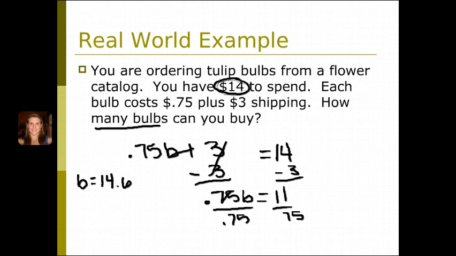14.66 repeating bulbs. Well, if you think about this, can I buy a fraction of a bulb? Certainly not. They're not going to tear apart a perfectly good bulb to send you one in the mail. So the most bulbs that we can actually buy is 14. Remember, in any word problem, you need to make sure you're documenting what your unit of measure is. In this case, it's bulbs.